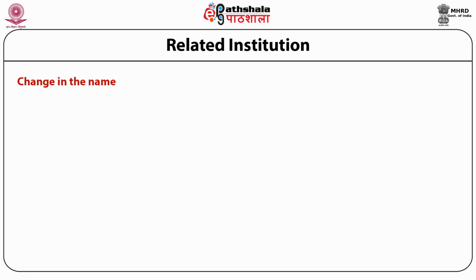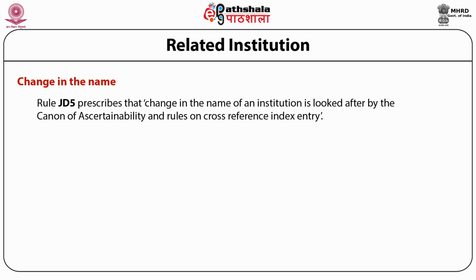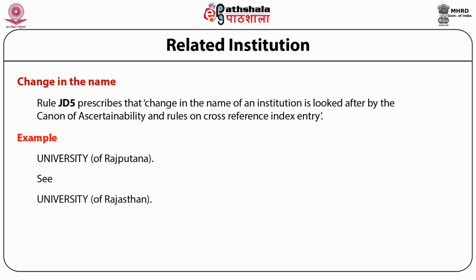Change in the name. Rule JD5 prescribes that change in the name of an institution is looked after by the canon of ascertainability and rules on cross-reference index entry. For example, University of Rajputana is the older name of the University of Rajasthan. They will be rendered as University (of Rajputana), C, University (of Rajasthan).